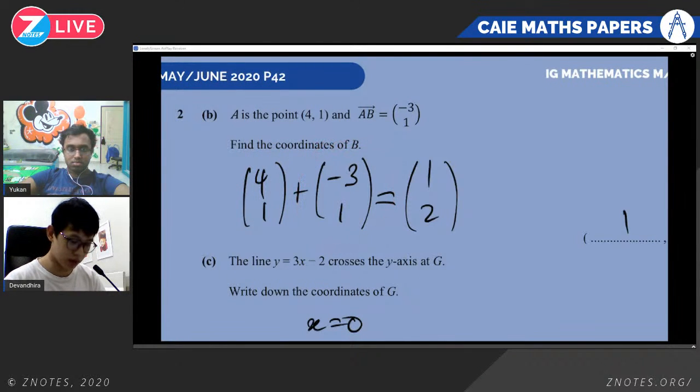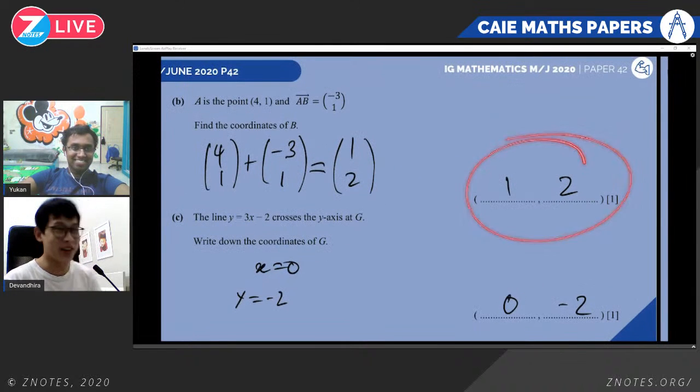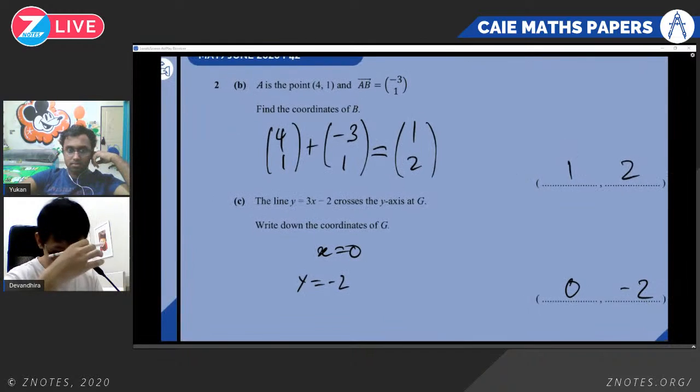You just add them. So 4 minus 3 is just 1. And 1 plus 1, what's 1 plus 1? It's just 2, of course. Right, so that's our answer. It's just (1, 2). Right, so next one.